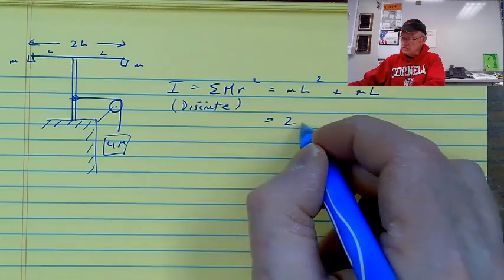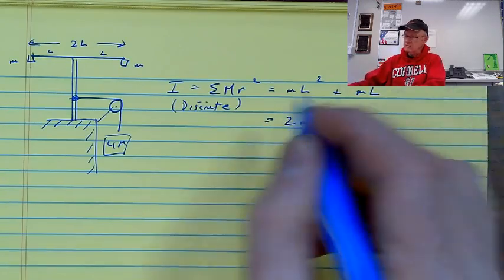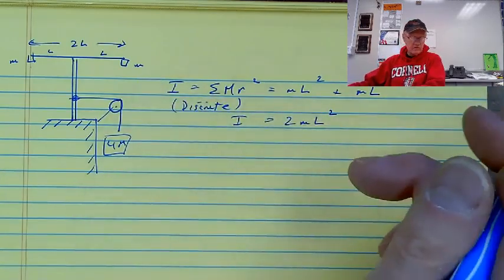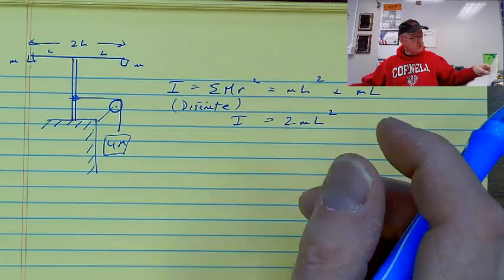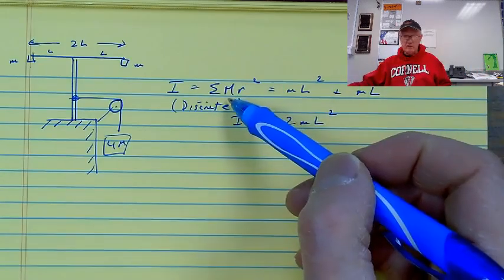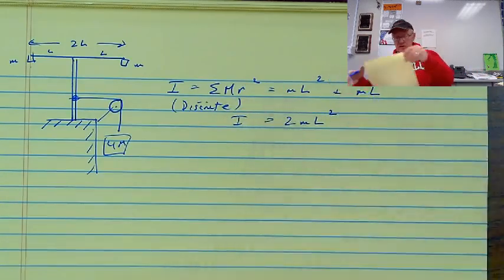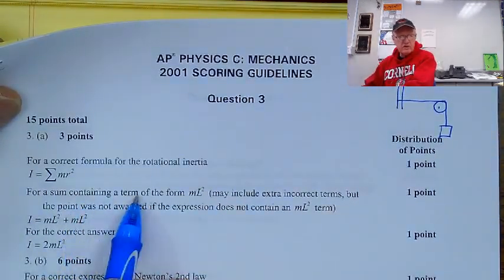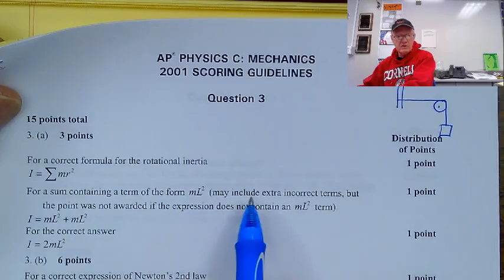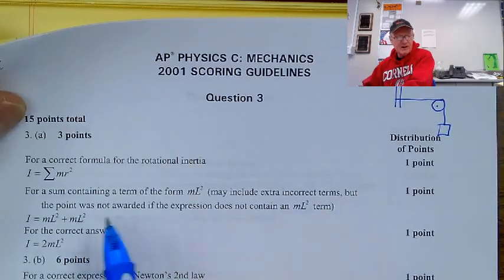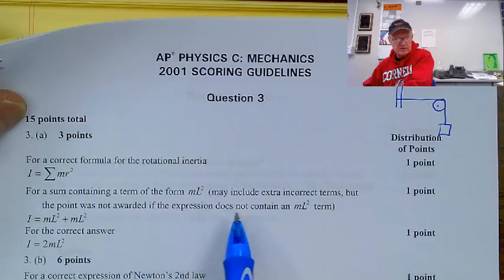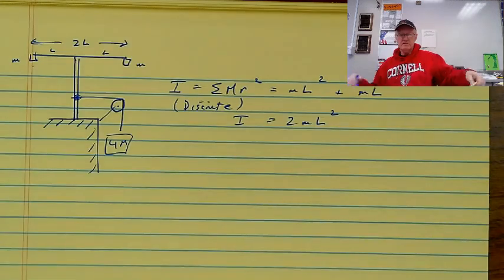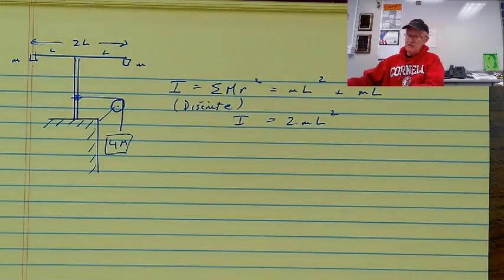And that was worth 3 points, believe it or not. One for the formula, and the other thing said for a sum containing a term of the form ml squared, may include extra incorrect terms. This is funny, but the point was not awarded if the expression does not contain an ml squared term. So that was about just being dimensionally correct, making sure you have the right sorts of terms here. But we know that. That was a nice, fast way to pick up 3 points. That's part A. Part B, determine the downward acceleration of the block.